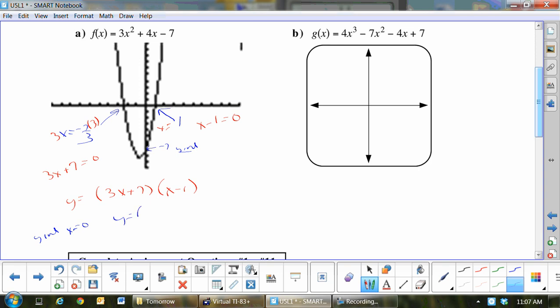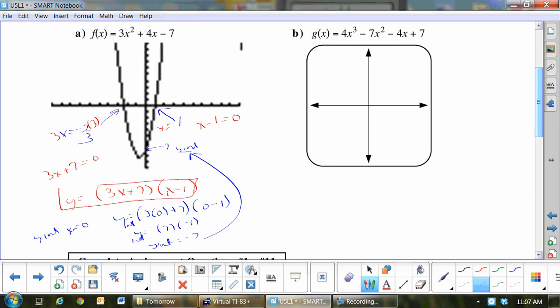So y equals 3 times 0 plus 7 times 0 minus 1. That equals 7 times negative 1. So y-int equals negative 7. Okay, good. I got it. So that must be the equation. Y equals 3x plus 7 and x minus 1. And you know what? How do you know if you got that right? Graph it. Put it into y3 and put it, the bold.